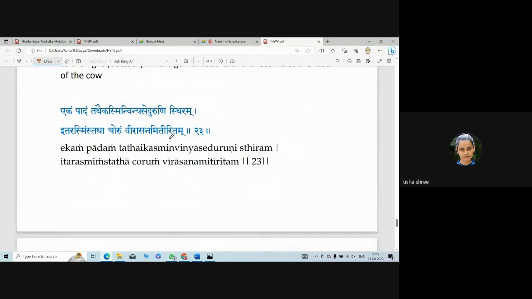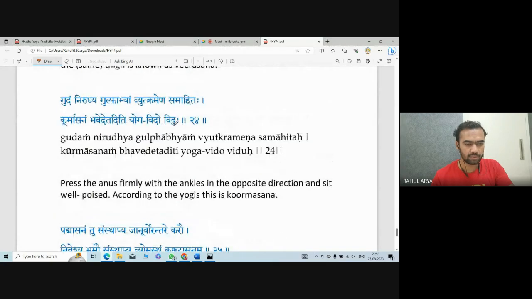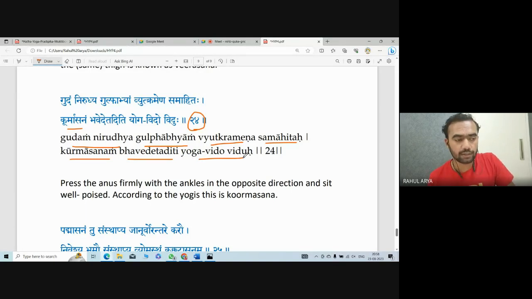We have studied about the Veerasana, okay? Next, now we are studying about the Koormasana, okay? Shloka number 24. Gudam niruddhe gulphabhyam vyutkramena samahitah, kurmasanam bhavet etad iti yogavido viduh. Okay, what is the meaning of it?